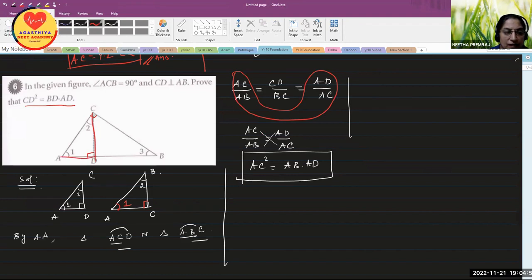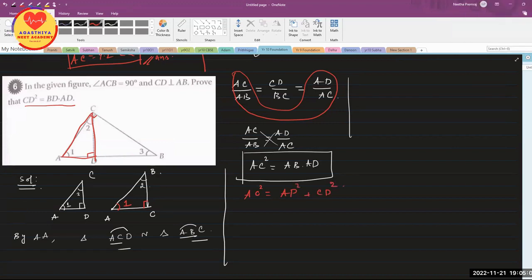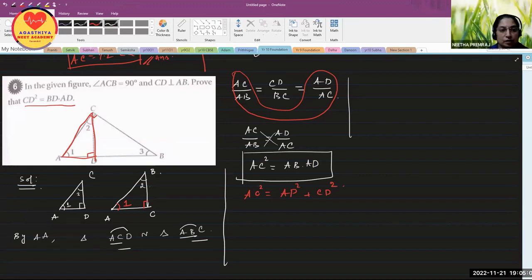This is a right angle triangle, isn't it? So you can apply Pythagoras theorem. In Pythagoras theorem, what is AC square? AC square is equal to AD square plus CD square, isn't it? So we want CD square to be found. I make CD square the subject. CD square is equal to AC square minus AD square. In place of AC square, I replace with this. So instead of AC square, I write AB into AD minus AD square.